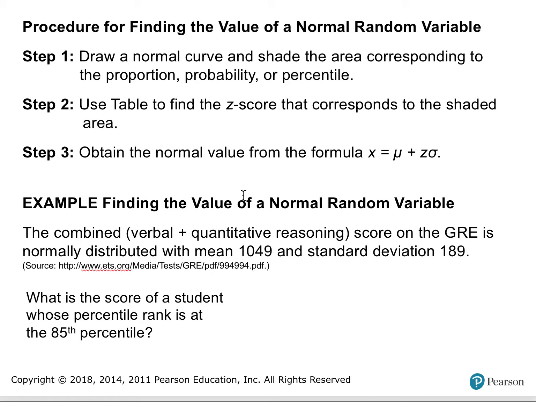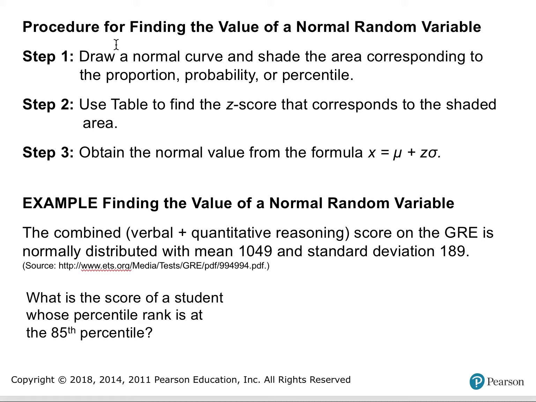Often we don't want to find the proportion, probability, or percentile. Rather, we want to find the value of a random variable that corresponds to a certain proportion, probability, or percentile. For example, we might want to know the height of a 3-year-old girl who is at the 20th percentile. Or we might want to know what score you've got to make on a standardized exam to be in the 90th percentile. What's the score that corresponds to that?